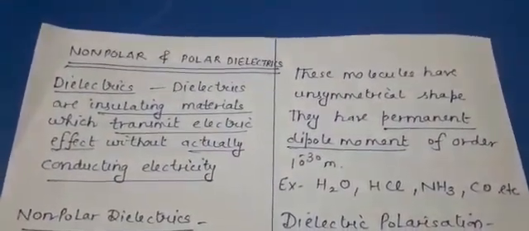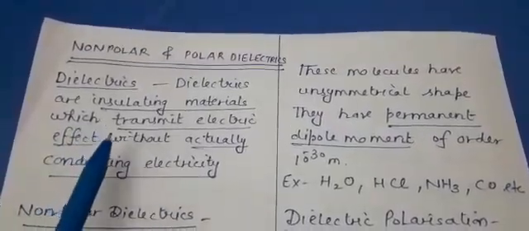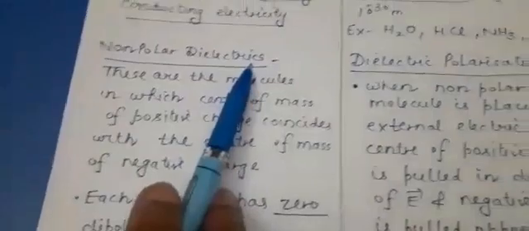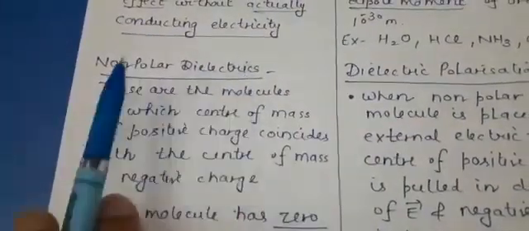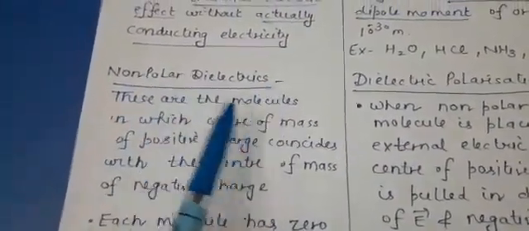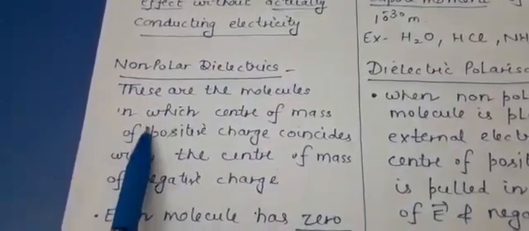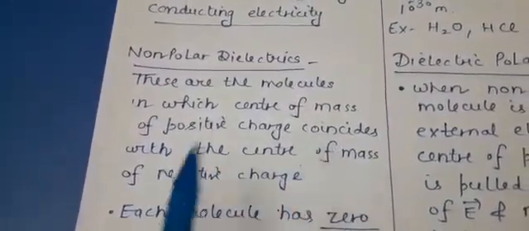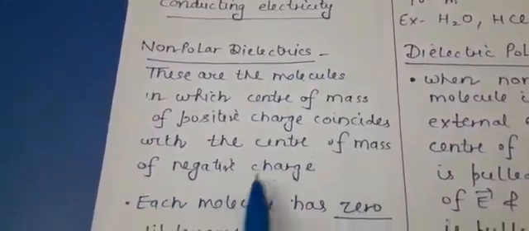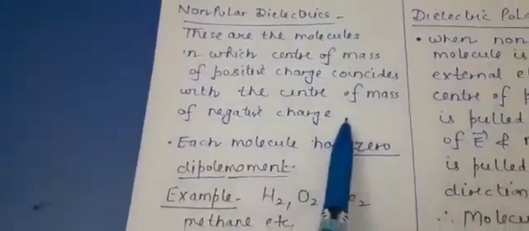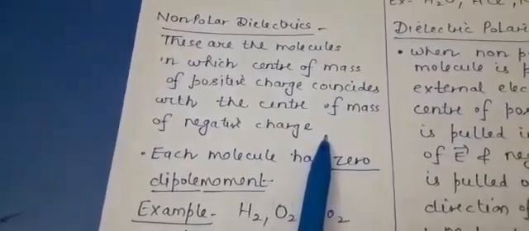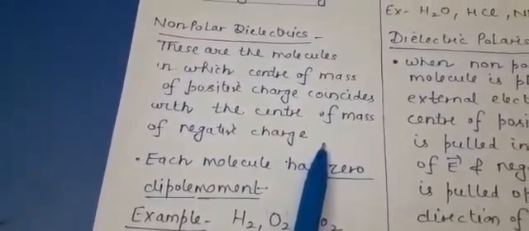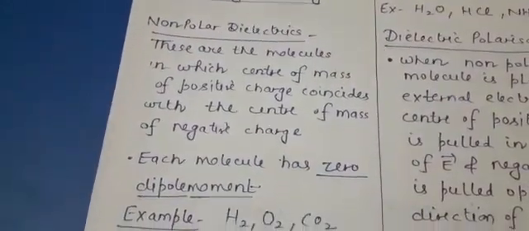How? We will understand. Here these dielectrics are categorized as non-polar dielectrics and polar dielectrics. Non-polar dielectrics are the molecules in which the center of mass of positive charge coincides with the center of mass of negative charge. Whatever molecule we have taken, if their positive and negative charge coincide, then that molecule will be taken as a non-polar molecule.